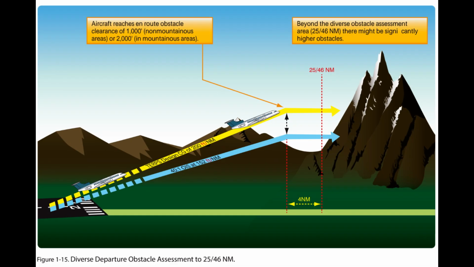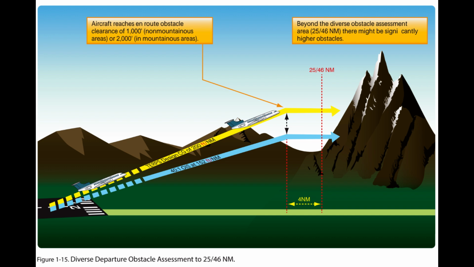The ROC value is 0 at the DER elevation and increases along the departure route until the ROC value appropriate for en route flight is achieved. The appropriate ROC value for en route operations is typically achieved about 25 nm for 1,000 feet of ROC in non-mountainous areas, and 46 nm for 2,000 feet of ROC in mountainous areas.